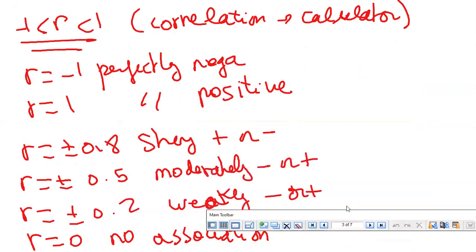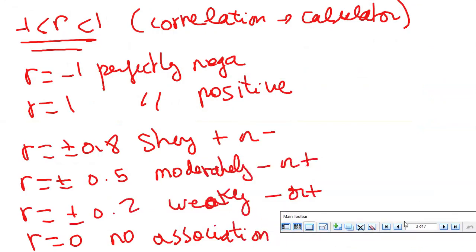If I want to calculate R, the correlation, normally we get it from the calculator, and also we can do it by calculation. So we're going to see the two methods now. Normally R is between -1 and 1, so it's 0 point something or minus 0 point something. If it equals -1 or 1, we say it's perfectly negative or perfectly positive correlation.